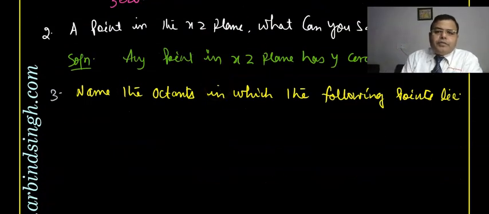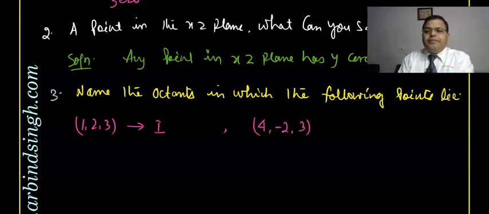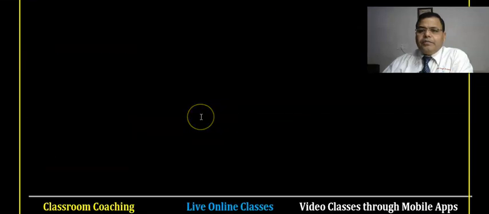So the first point is given here: 1, 2, 3. All three are positive. Since all three are positive, they lie in the first octant. Next point is 4, minus 2, 3. So x is positive, y is negative and z is positive. So where does this point lie?